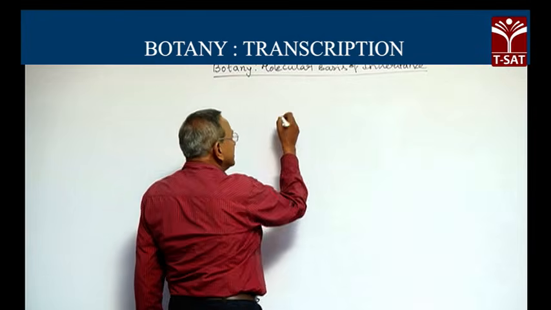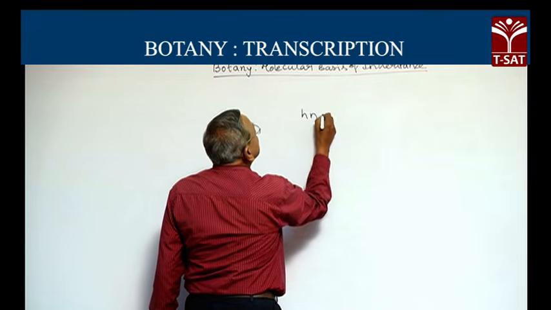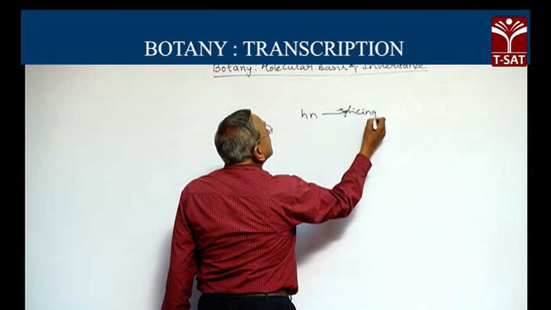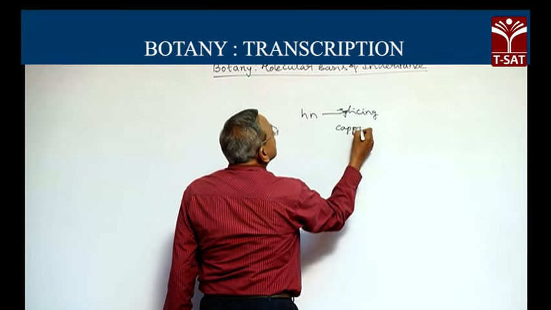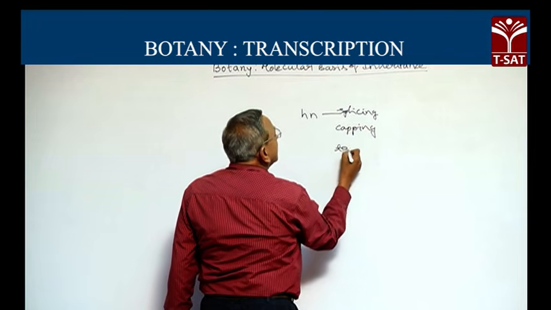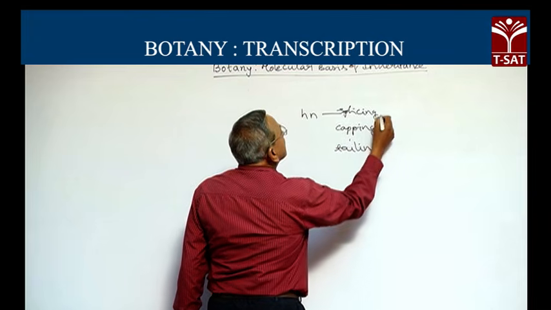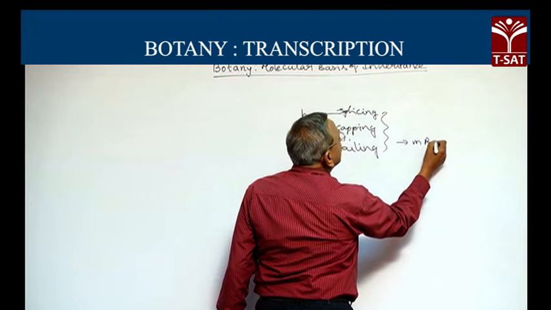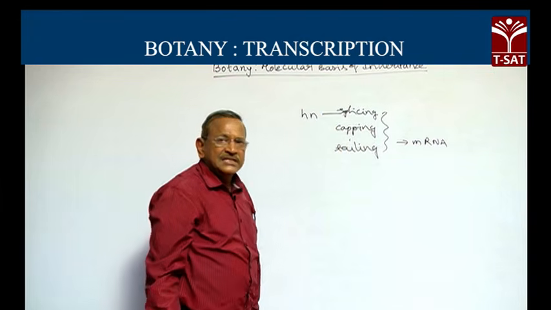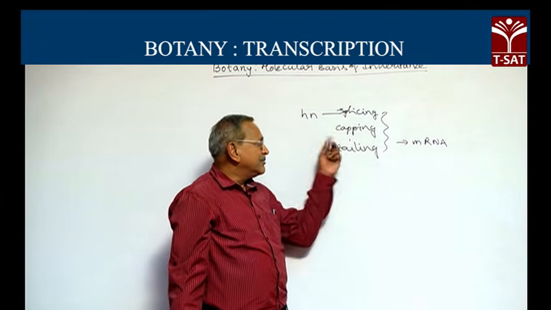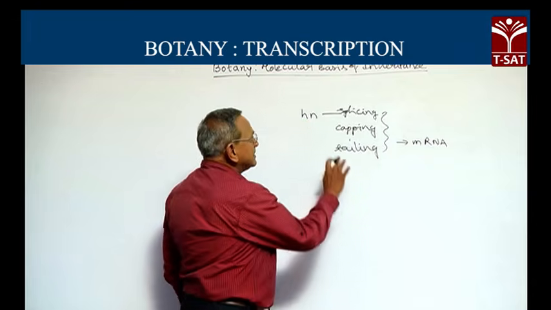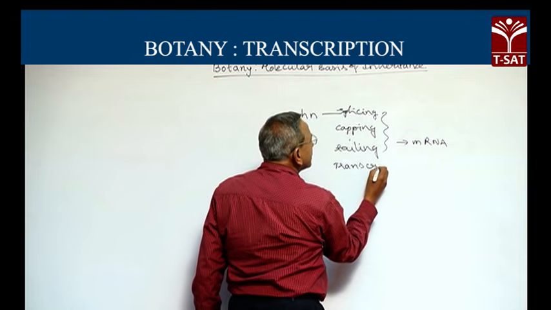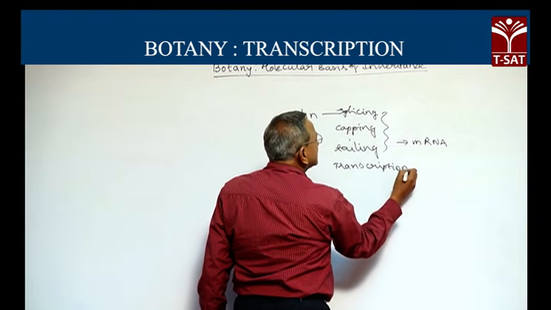mRNA is not directly formed. hnRNA undergoes processing or splicing, capping, and also tailing. Then we have what we call mRNA. This processing is essential for mRNA. The process of mRNA formation, or transcription, occurs in the nucleus.